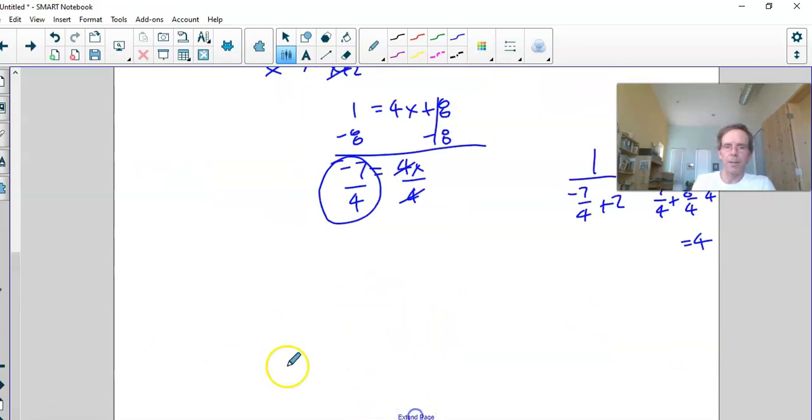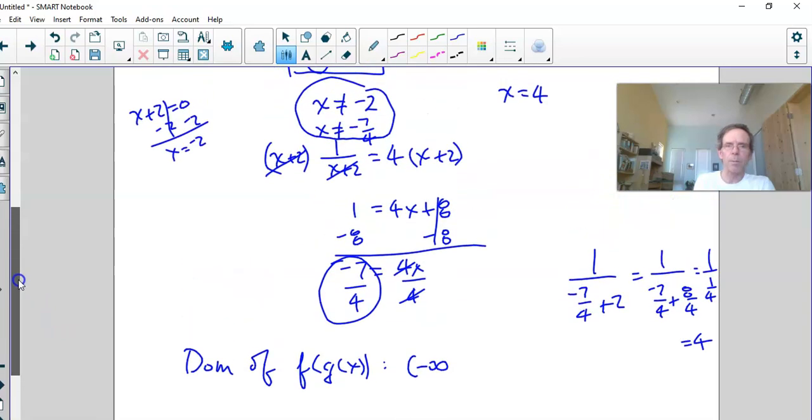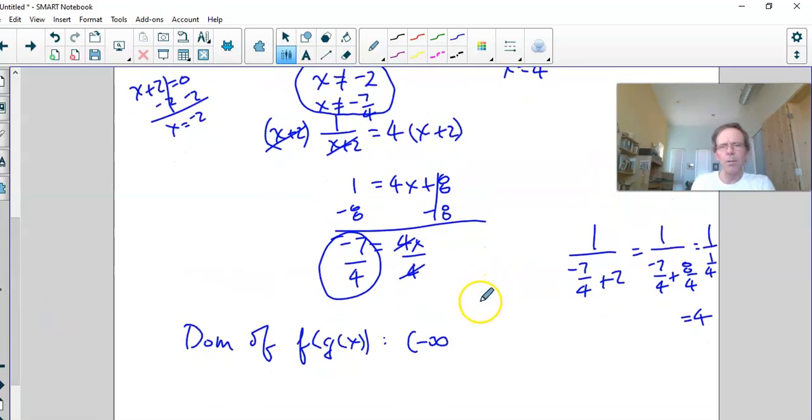And now we can write it down. The domain of f of g of x is the set of real numbers, so -infinity, and then we have to basically block out the two numbers we didn't like. So what's more negative? I think -2 is more negative than -7/4, right? So -infinity up to -2, unioned with -2 up to -7/4, and then union -7/4 up to infinity.